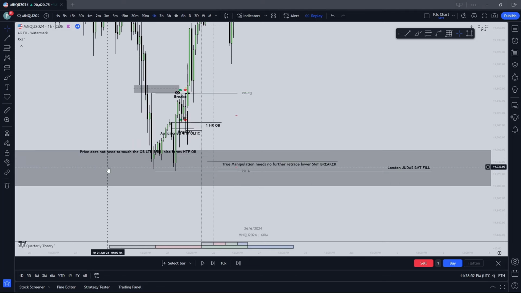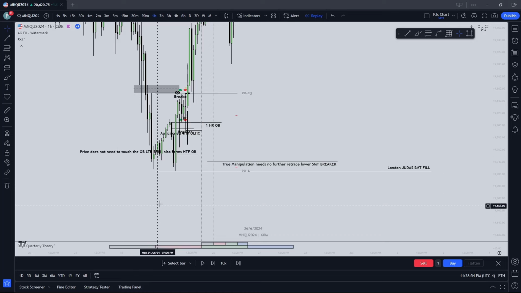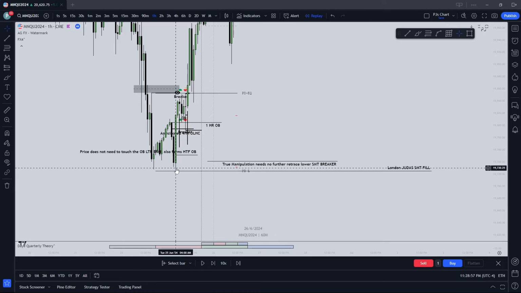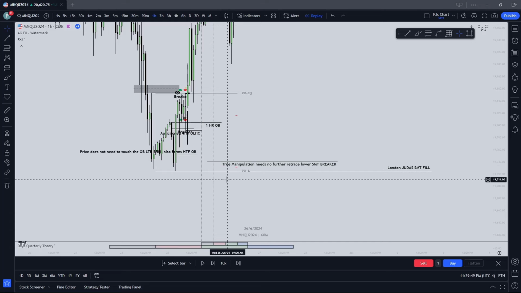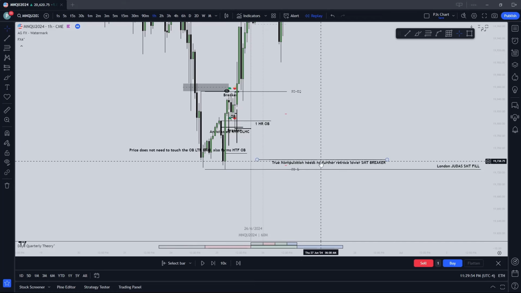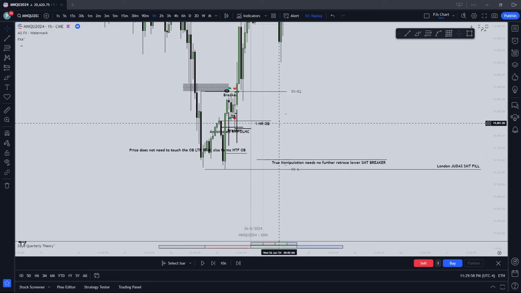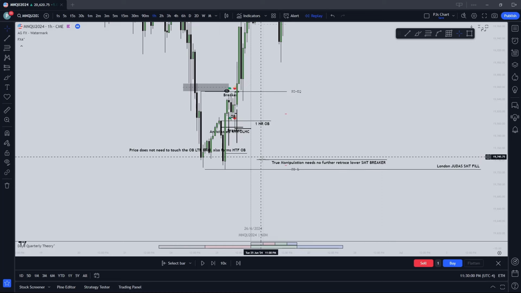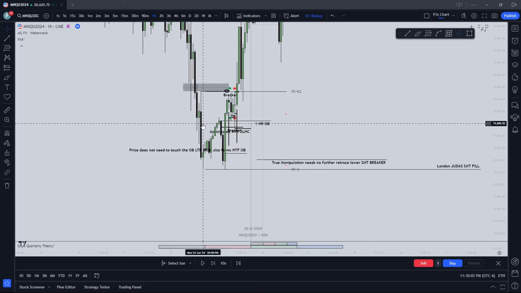I'm going to go ahead and take the fair value gap off, but keep in mind that's where we're delivering from. We have a London Judas SMT fill, right? Coming into the SMT, filling it on one asset and not filling it on the other, right? And this true manipulation, confirmed after we close above, warrants no retrace lower, right? And it confirms the SMT breaker, right?